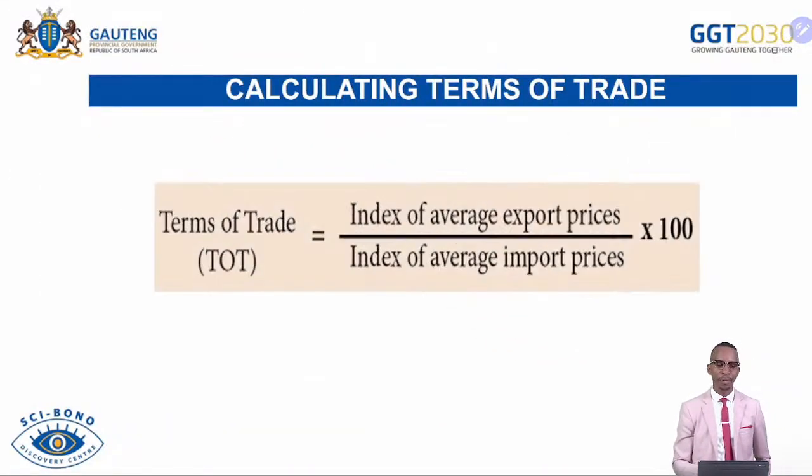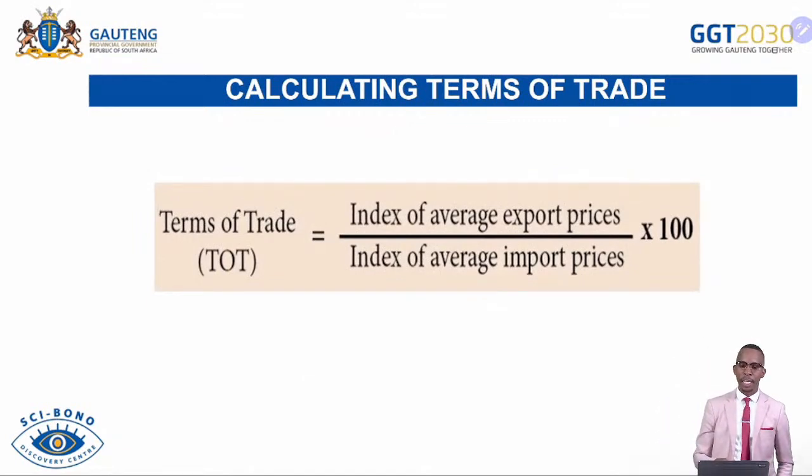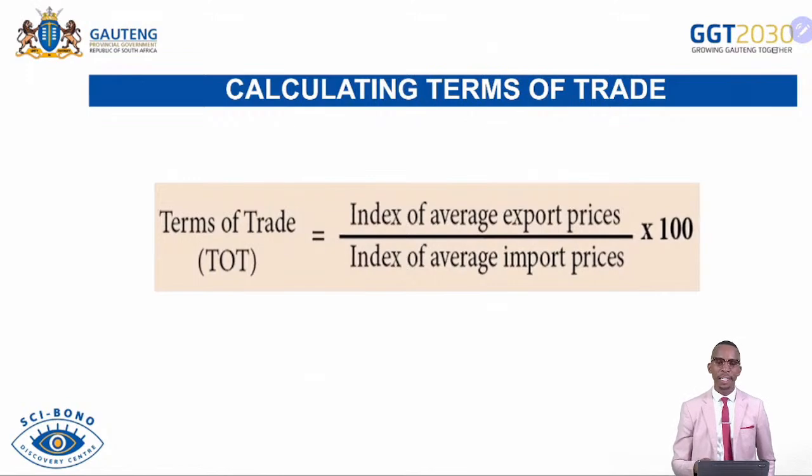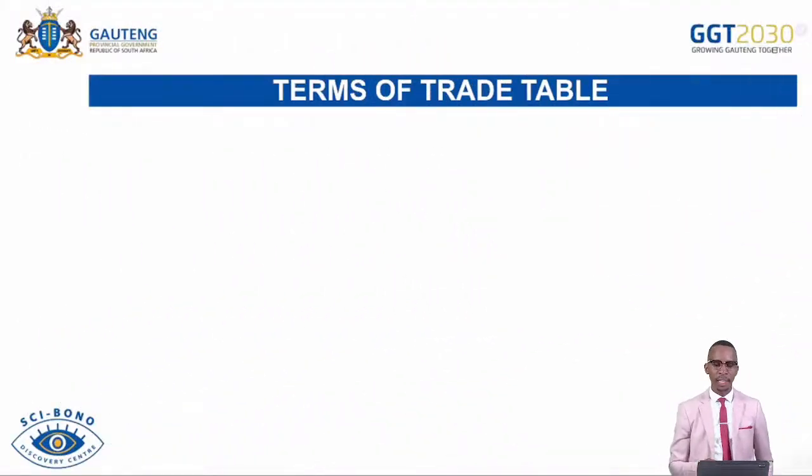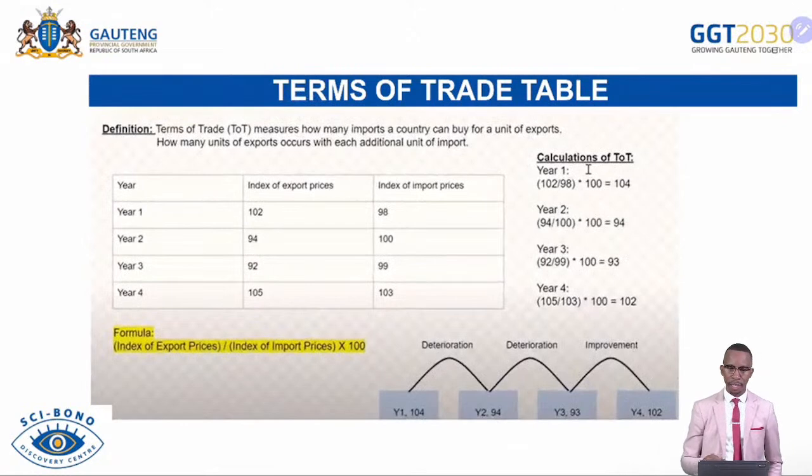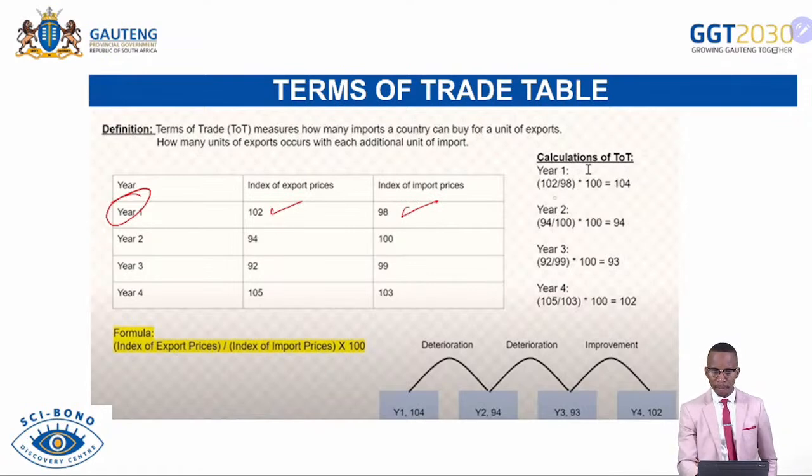How do we calculate terms of trade? We say terms of trade equals the index of export prices divided by the index of import prices times 100/1. These are the terms of trade indicated here. So let's see. Here number 1, index of export prices is 102 and the index of imports is 98. Then we calculate: 102, which is this one, divided by 98 times 100, we get 104. Those are terms of trade. There we go down there.